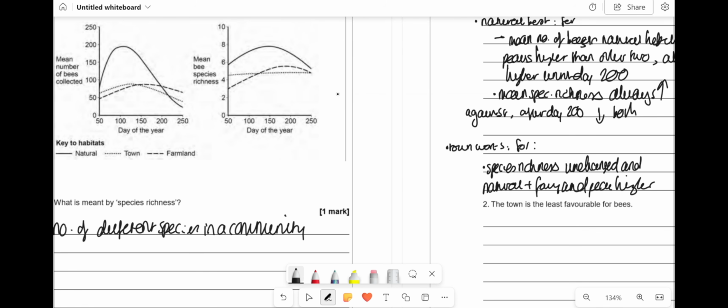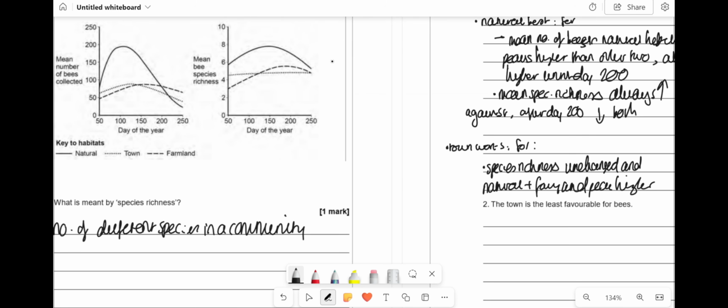So species richness unchanged in town, and natural plus, oh my god, I've written it above there again. Sorry, it's supposed to go down here. But natural plus farmland peak higher. That's because remember, they're going to change over the years as we're getting cold and this and that.